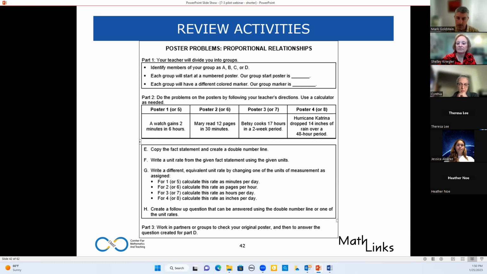That's why we made sure there's one in every packet, because they're requested by both teachers and students quite a bit. So that's just one example of a review activity.